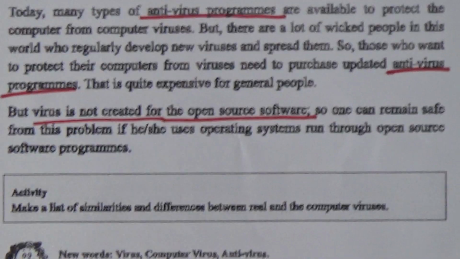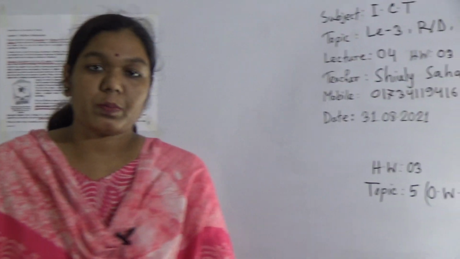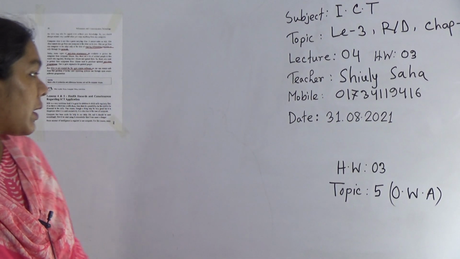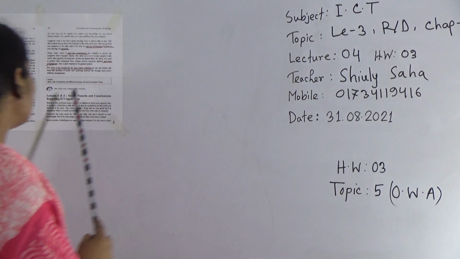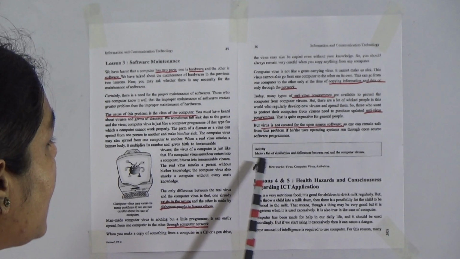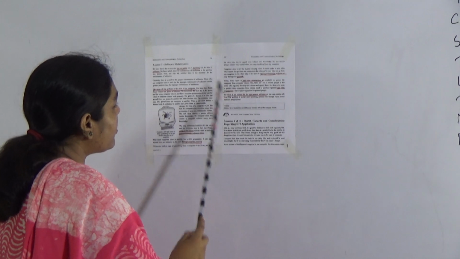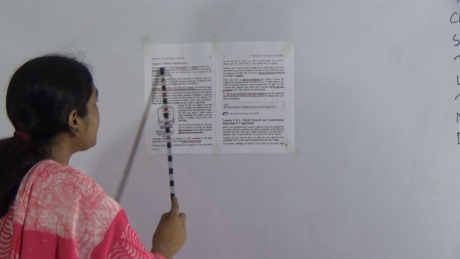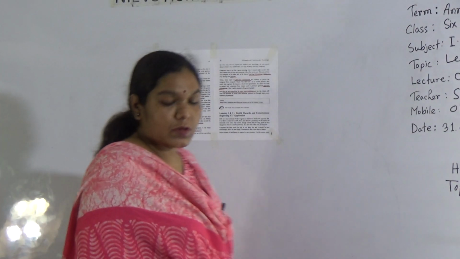So students, hope you have understood our today's topic. Our today's homework number 3: after reading this whole lesson again at home, you have to make 5 word-one answers from this lesson 3, chapter 3.